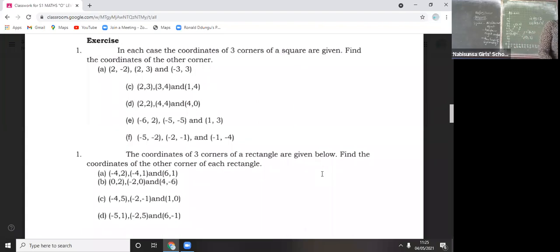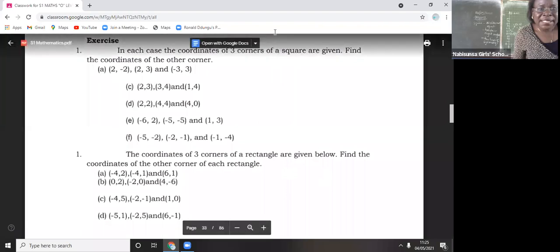Can somebody help us understand what the question requires us to do? Exercise question number 1. Can somebody help us understand what the question requires us to do? I can see Najinda Mulumba. Good morning, teacher. Morning, Najinda.